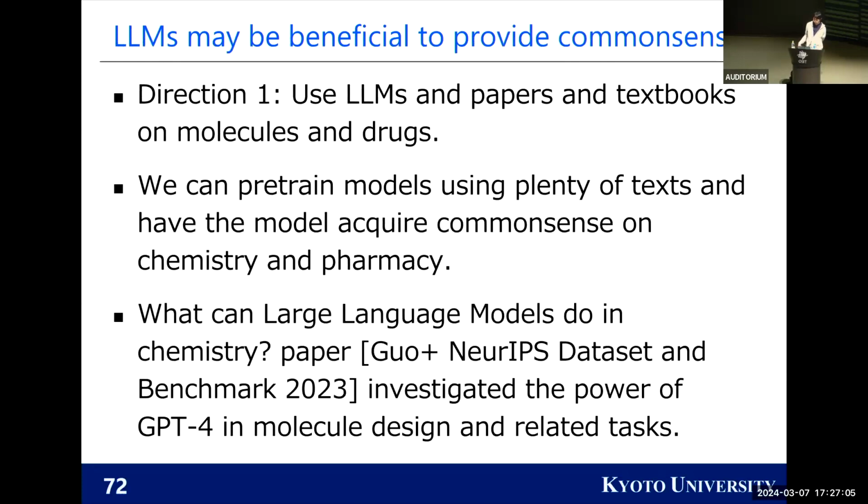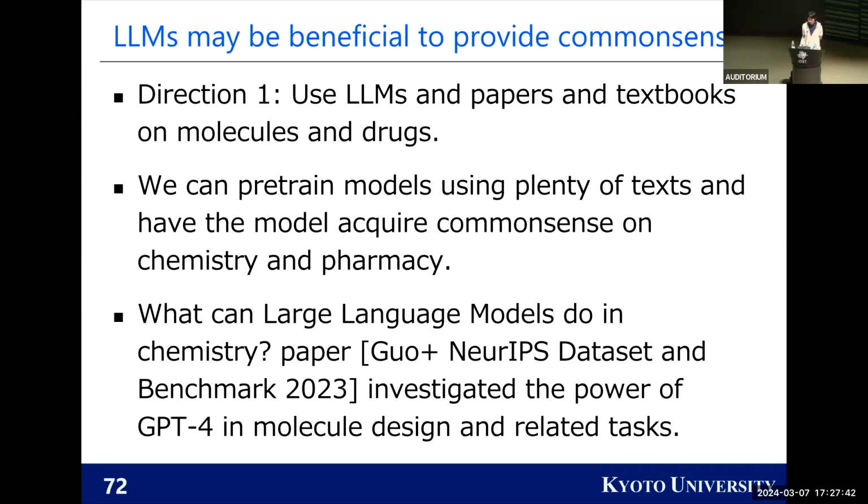The first is, yeah, it may be naive, but use large language models and model the scientific papers and textbooks on molecules and drugs, and let models acquire common sense in chemistry and pharmacy. Then we can reduce the sample complexity, and maybe it will let generative models make high quality data using fewer labels. And there are plenty of approaches and methods proposed in this direction.